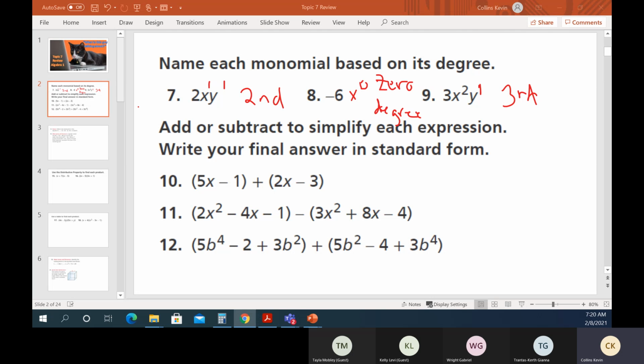All right, so next one says add or subtract to simplify. So again, this is just combining like terms.